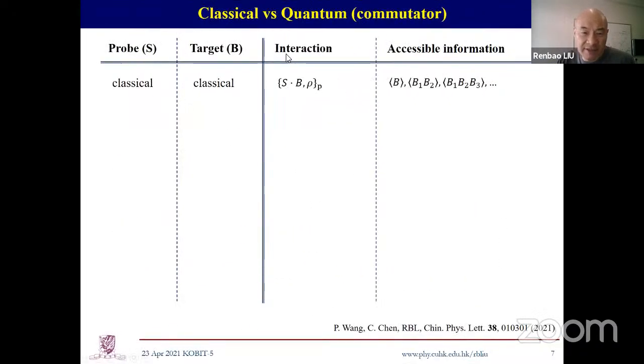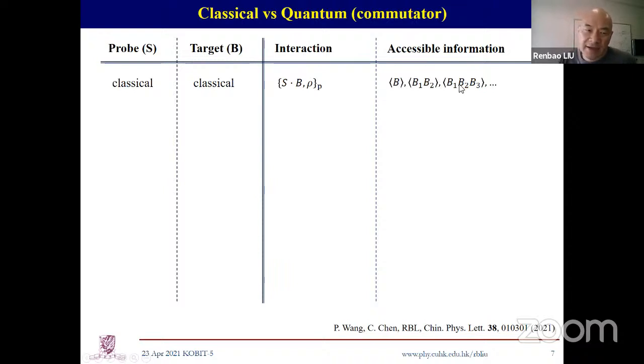So this is a table just to summarize different kinds of probes and targets, and to see what kind of information can be retrieved by the sensing process. Suppose we have a classical probe and a classical target, right? So this is just classical physics, and then we have interaction, and the response of the system is governed by the so-called Poisson bracket. And then the accessible information will be all symmetrical arrangements of the quantities. This is because for classical quantities the order is not really important. So they are just the usual first moment, the second moment, the third moment, and so on and so forth, right?